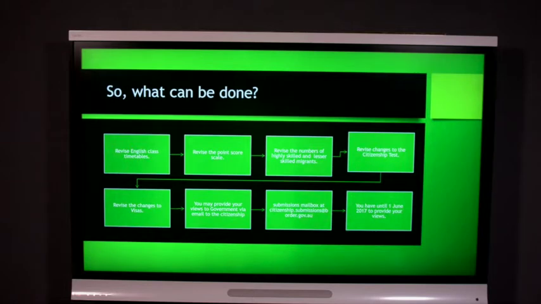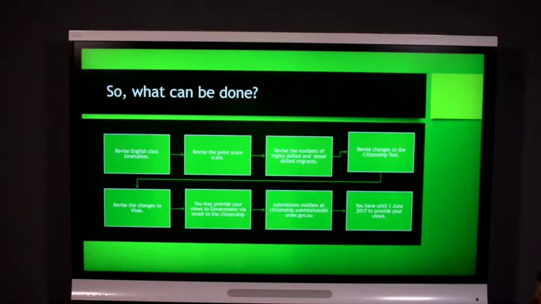Well, for English classes the timetable should be revised, and the point score scale also needs a revision. The number of highly skilled and lesser skilled migrants also needs to be revised, and changes to the citizenship test will certainly help. And revise the visa changes as well.